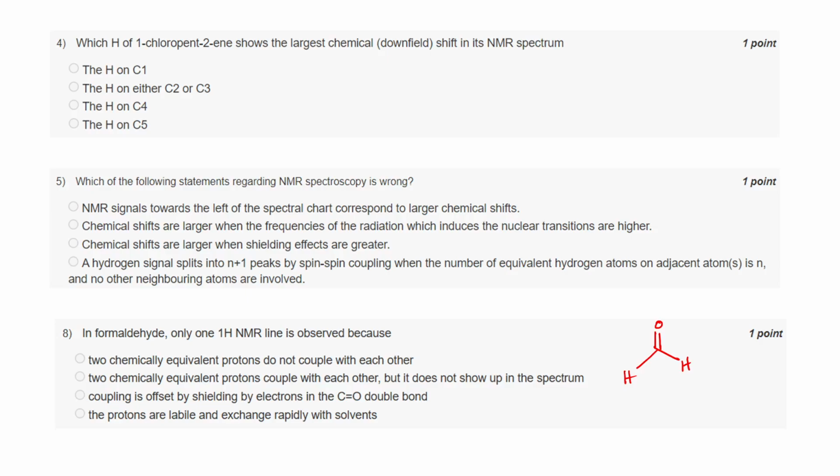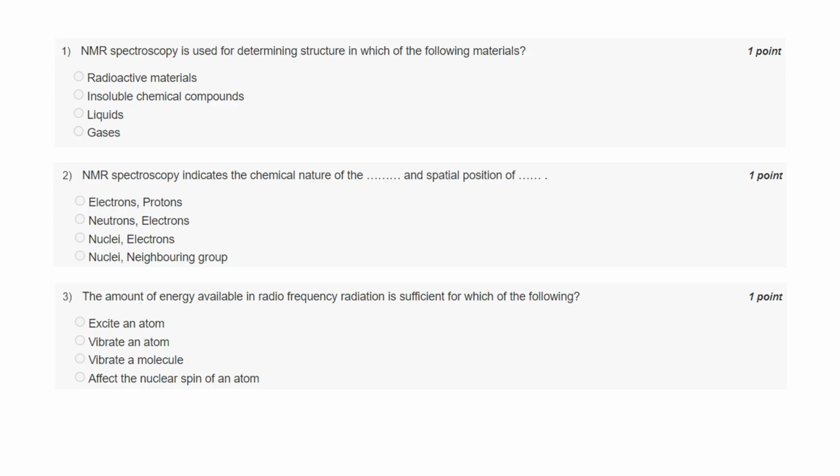The options are: two chemically equivalent protons do not couple with each other; or they will couple with each other, but it does not show up in the spectrum. That is actually the scientific answer. Most of the time, you will hear that equivalent protons don't couple. They actually couple, but it will not show up in the spectrum.